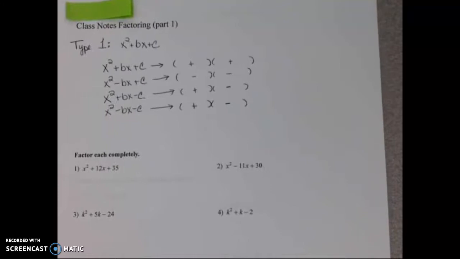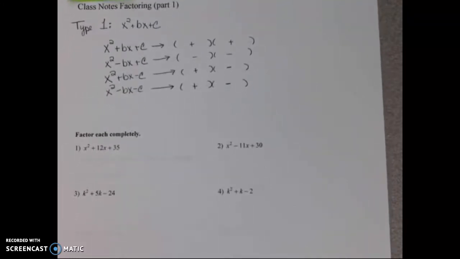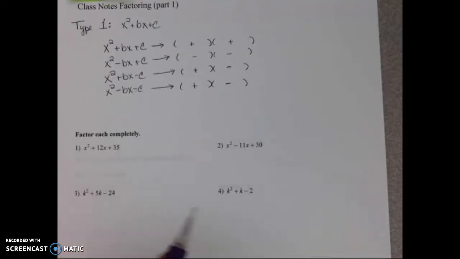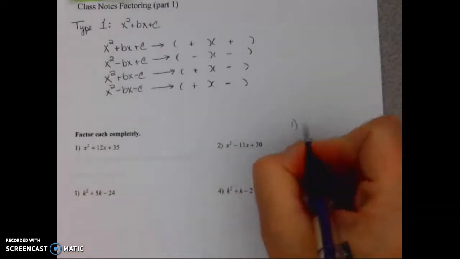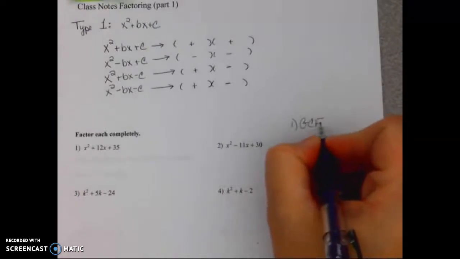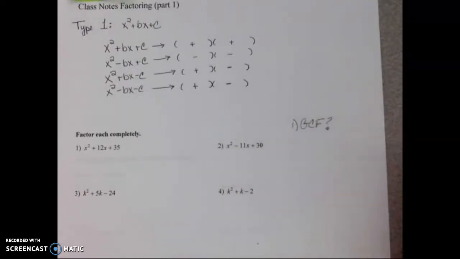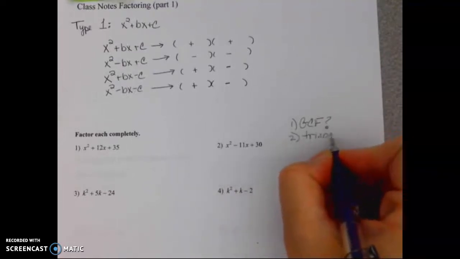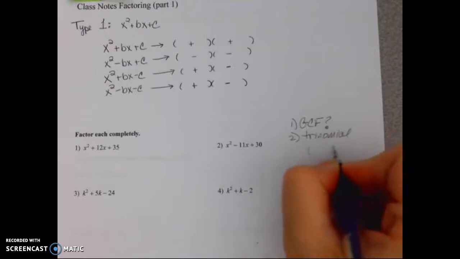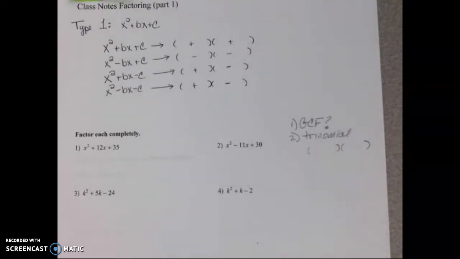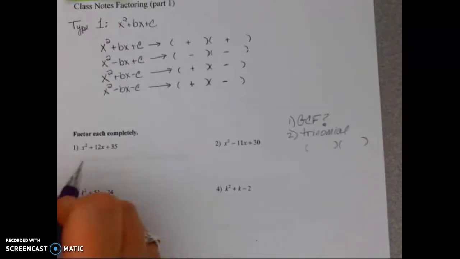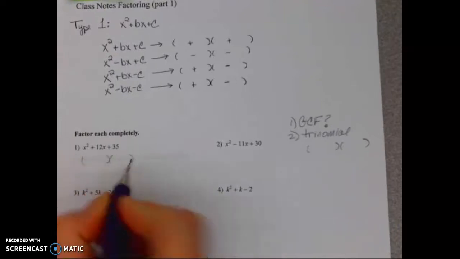Okay, let's do some examples. We're going to factor this trinomial completely. So the first thing you check is, is there a GCF? Then if it's a trinomial, we're going to factor it into two sets of parentheses, and then we'll set it up with the signs. Okay, here we go. Can I factor out a GCF? That's a no. So you're going to set up two sets of parentheses.